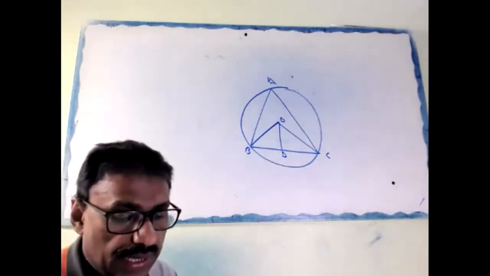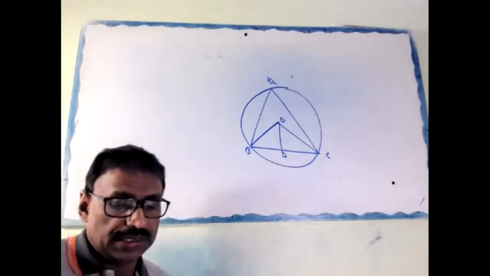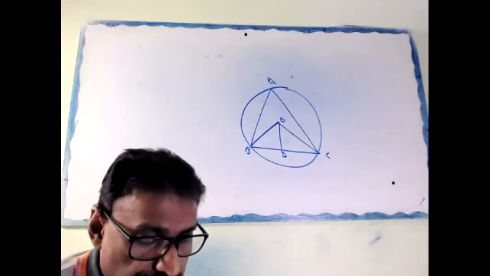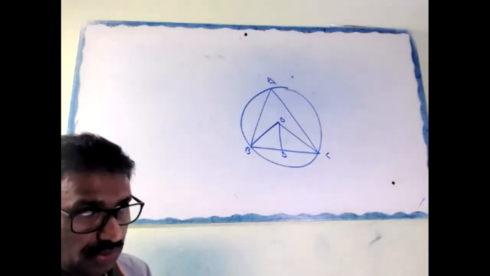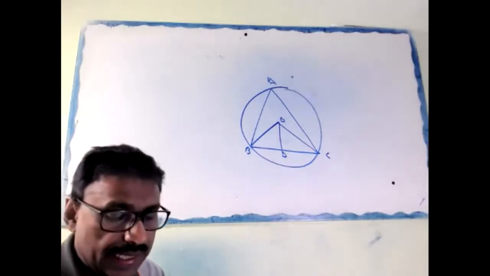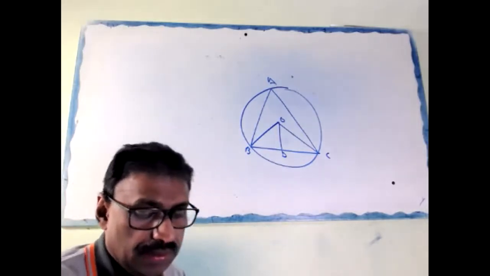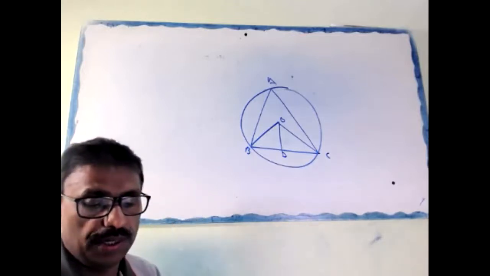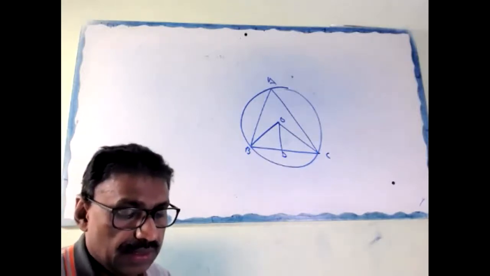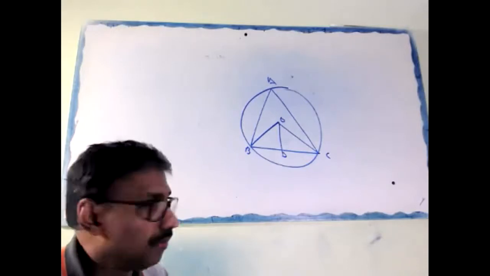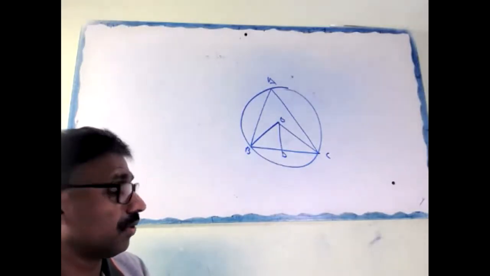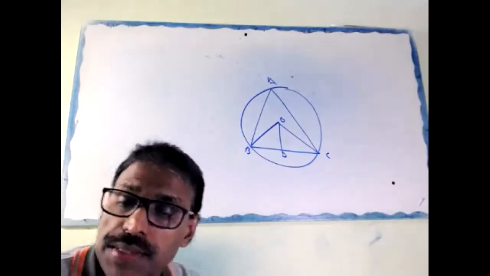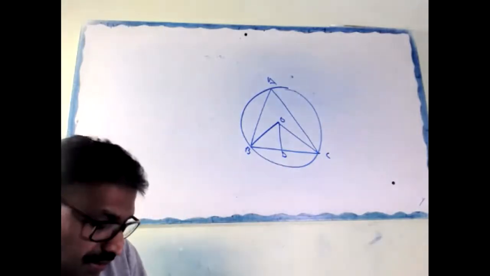Okay, question again. If O is the circumcenter of triangle ABC, and OD is perpendicular to BC, then prove that angle BOD equals angle BAC. Okay, can you try first?